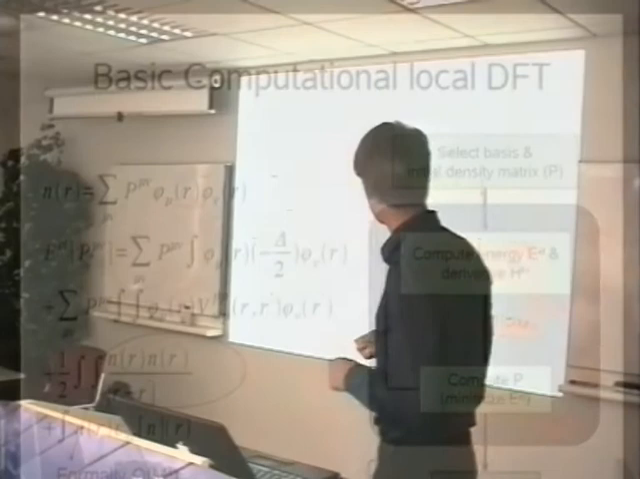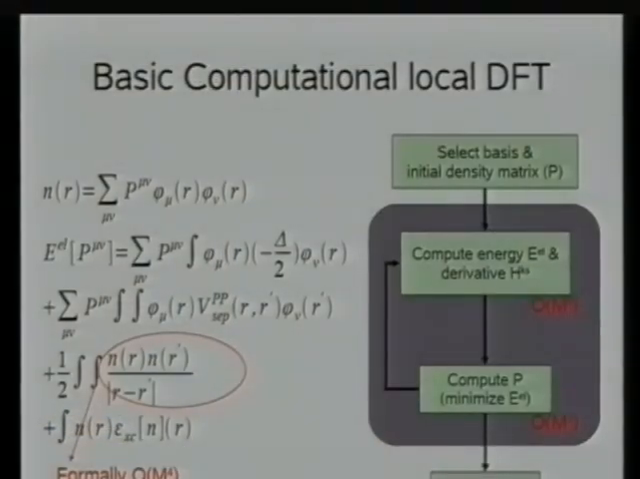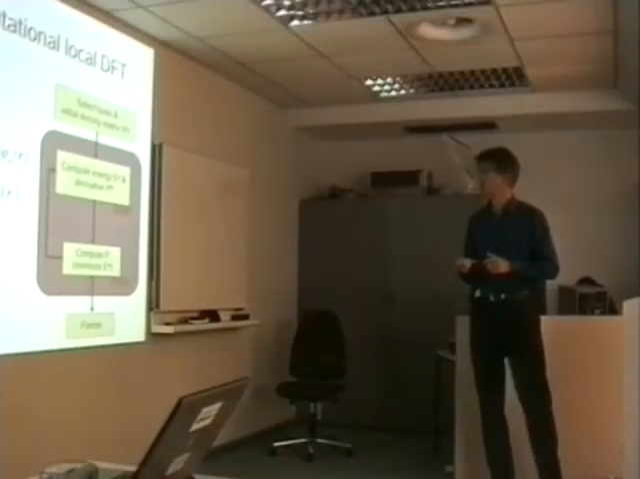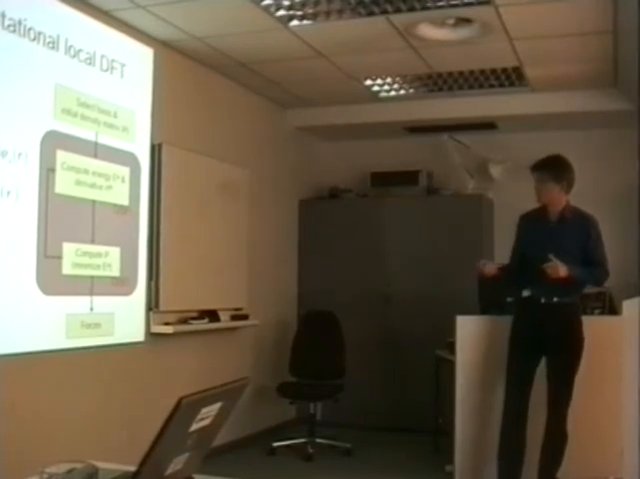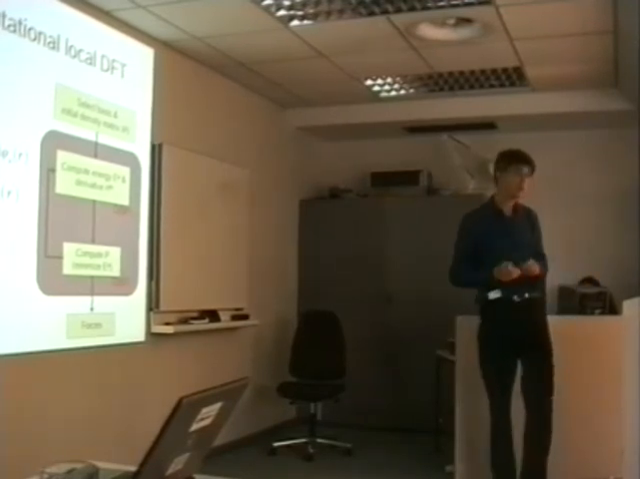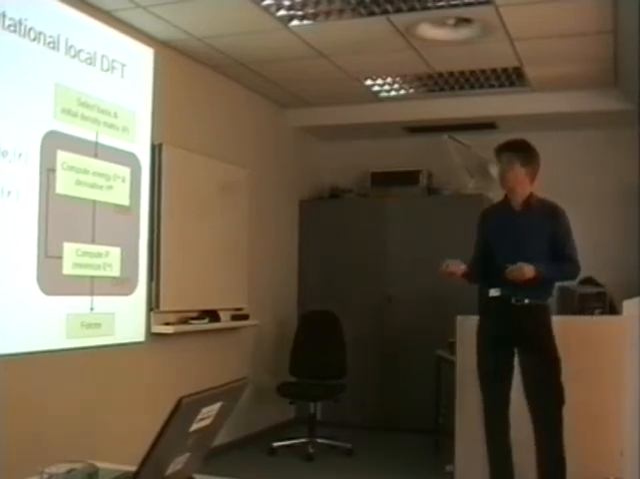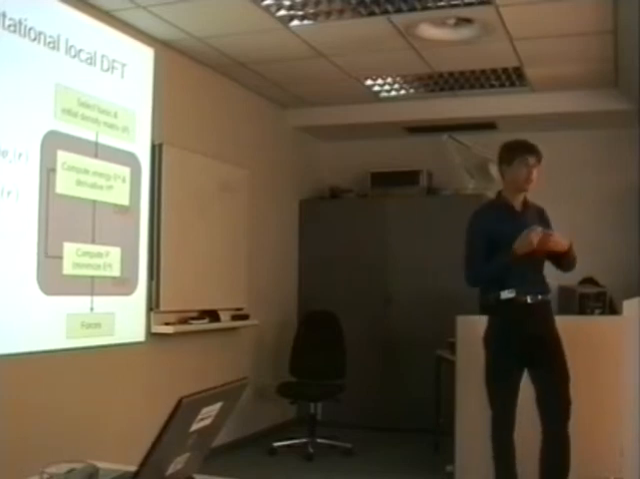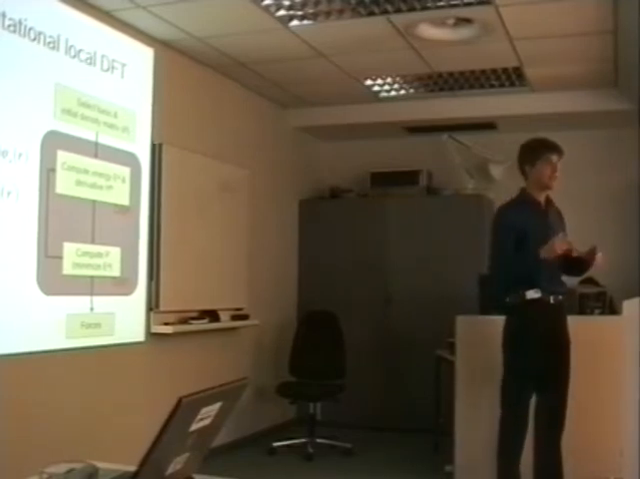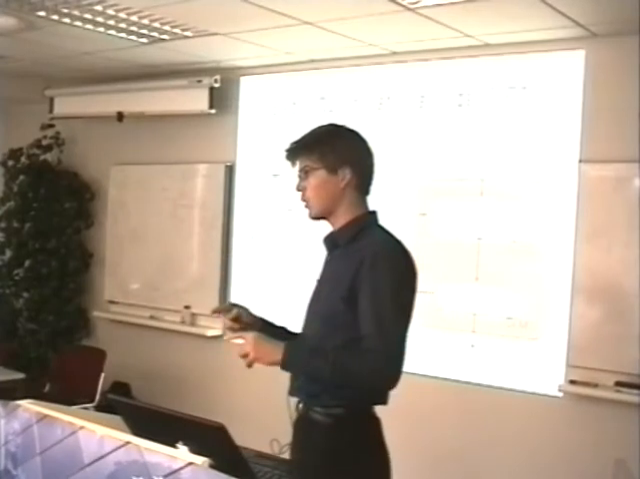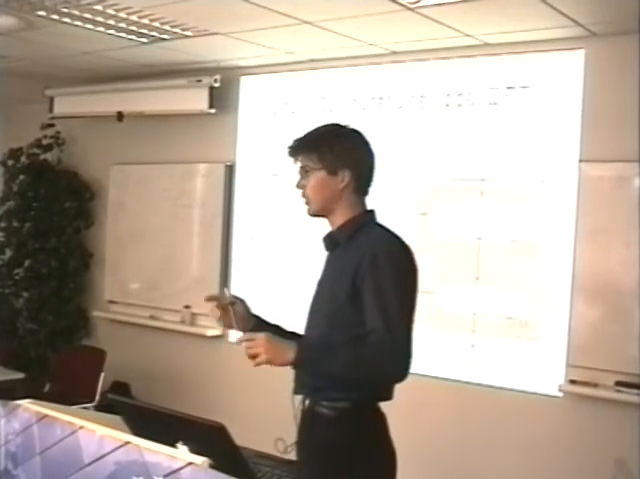Now, that was an explanation of how we deal formally with this term. The other part is how we minimize this energy with respect to the density matrix. The traditional way is to compute the derivative of the energy with respect to the density matrix. That gives you another matrix, and you diagonalize that matrix and do that in a self-consistent way. So repeat this diagonalization over and over.